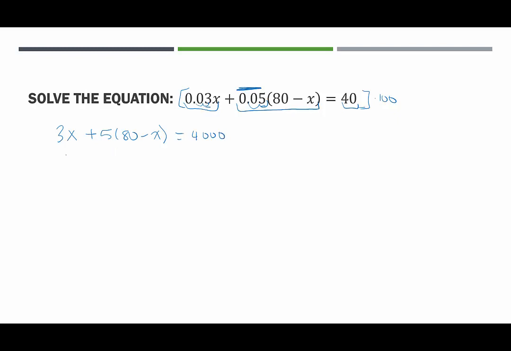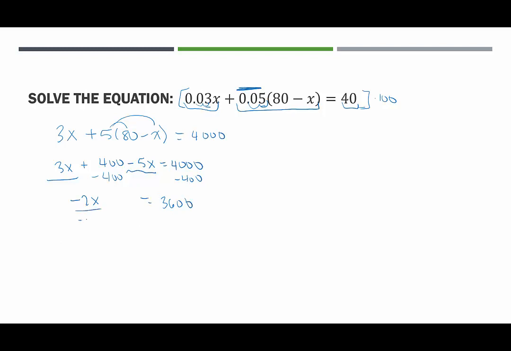Now I'm ready to distribute. I'm going to distribute the 5 to the 80 and the x. That's 3x plus 400 minus 5x equals 4,000. Okay, so now what? Now we're going to combine our like terms. I have 3x and minus 5x, which is minus 2x. Also, I want to move the 400 to the other side, so I'm going to subtract 400 from both sides, and that's going to give me 3,600.